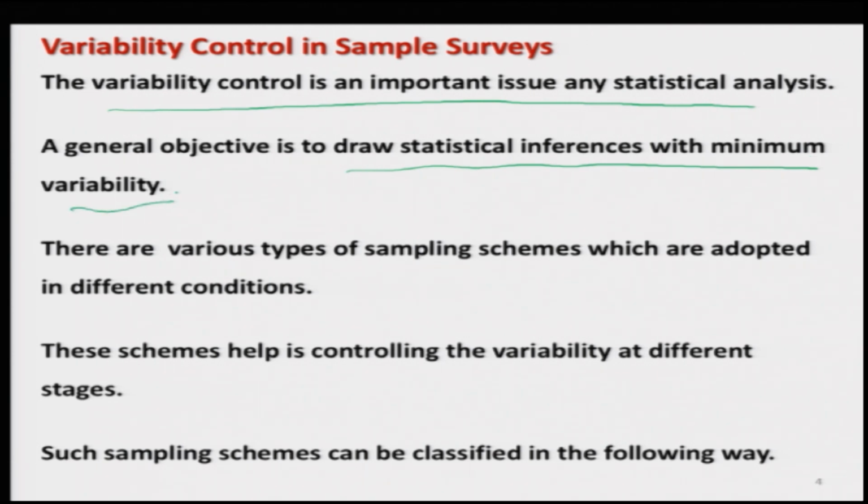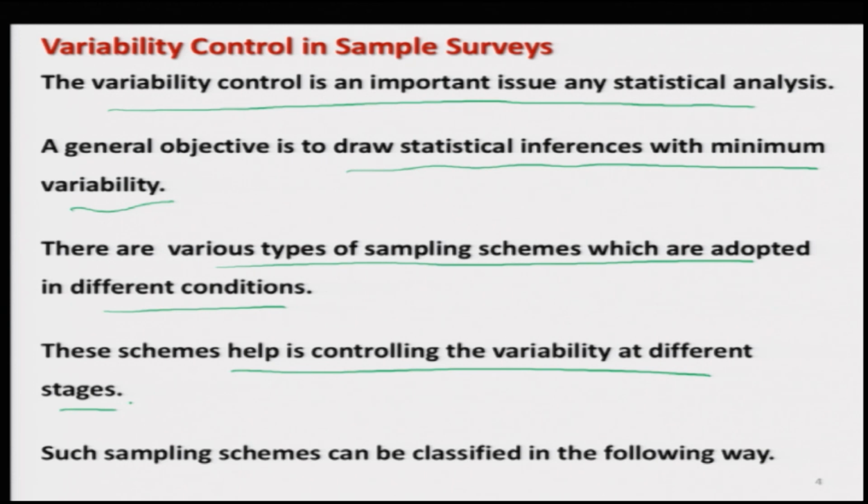And in order to control the variability through the sample surveys, there are various types of sampling schemes which are adopted under different types of conditions. And these schemes essentially help us in controlling the variability at different stages. Now, what are those stages? Based on those stages, we have classified the different sampling schemes.